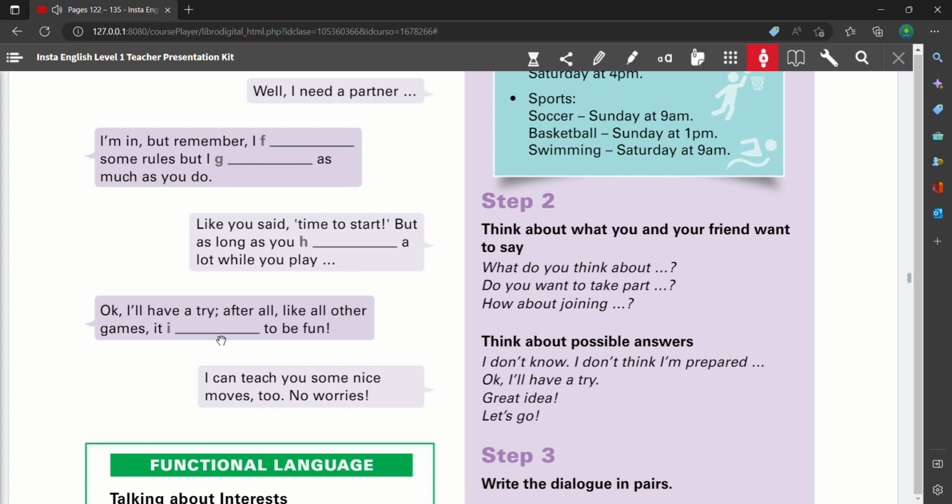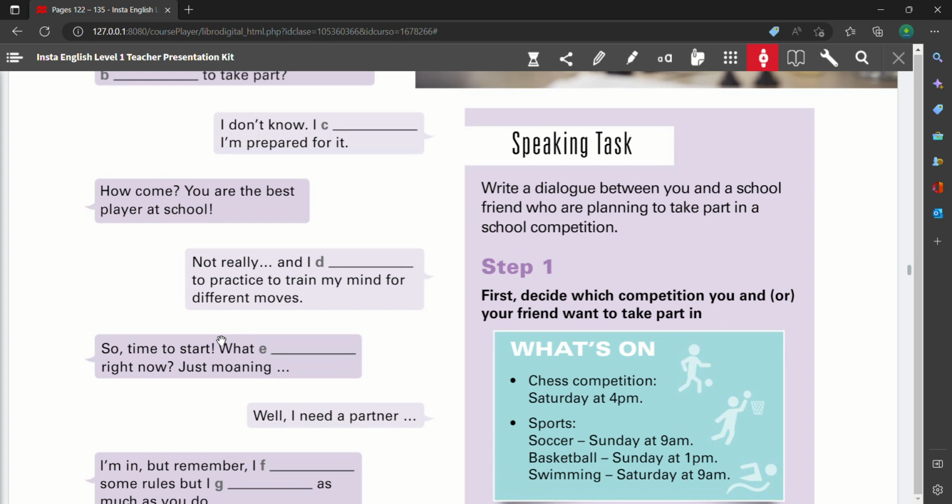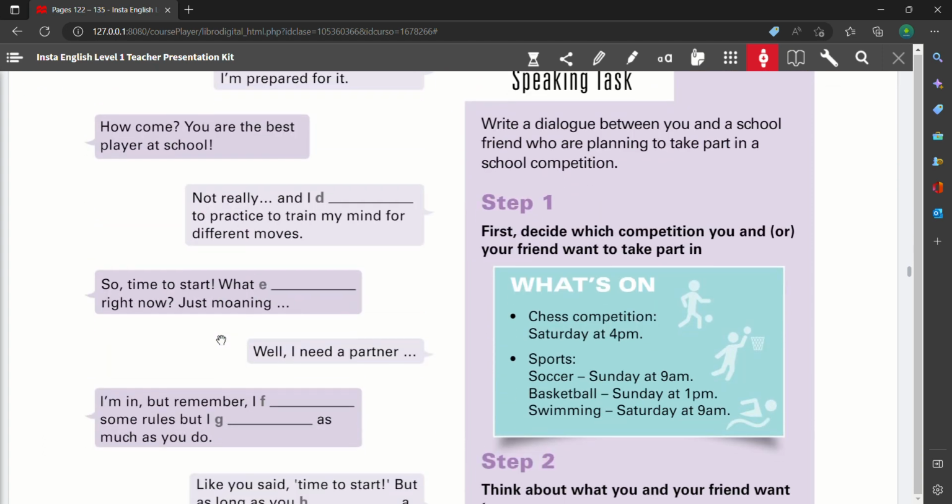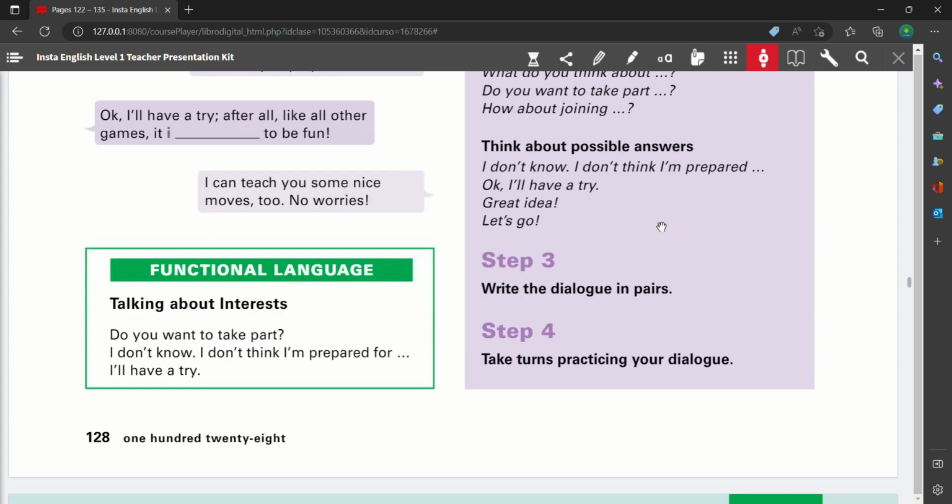Okay, boys. Okay, girls. We finished with our listening activity. So complete the conversation and practice. Remember, you can make this conversation personal so you can transform the conversation. Also, you can see functional language talking about interests. Do you want to take part? I don't know. I don't think I'm prepared for it. I have to try.